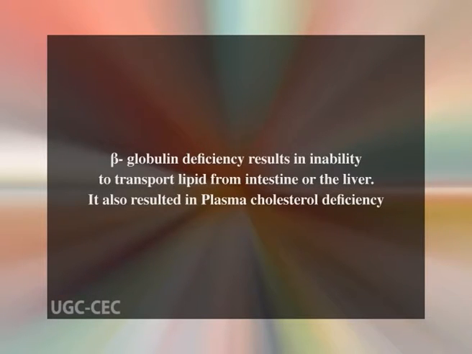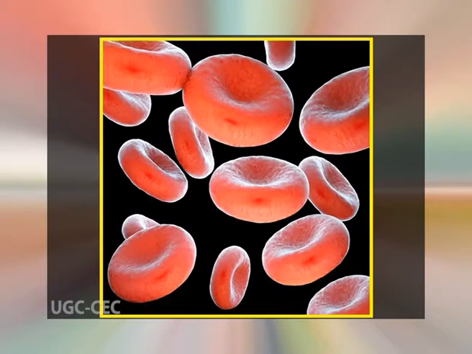Beta globulin deficiency results in inability to transport lipid from the intestine or the liver. It also results in plasma cholesterol deficiency. It is clinically characterized by intestinal malabsorption, progressive ataxia, retinitis pigmentosa, and crenation of erythrocytes.